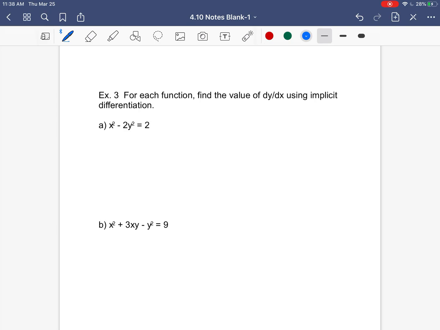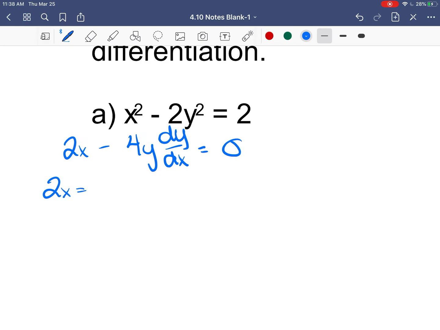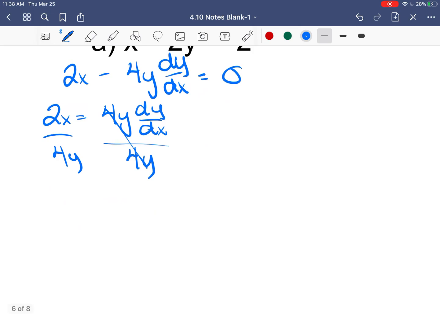Okay, so for each function, find dy dx using implicit differentiation. So we're taking our derivative of each piece. So the derivative of x squared is 2x, minus 4y dy dx, equals 0. So get dy dx by itself. 2x equals 4y dy dx. You could have also moved the negative 2x to the other side, or the 2x to the other side. It does not matter. Divide both sides by 4y.